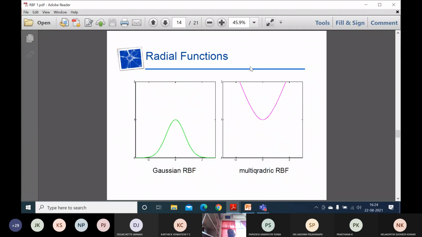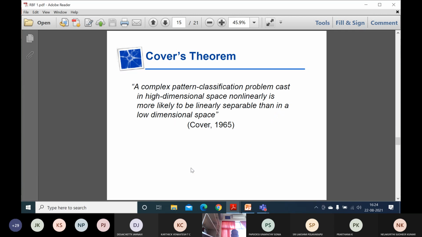So this is the Gaussian RBF. It should strictly follow the bell-shaped curve; only then do we say that it is a Gaussian RBF. And this is the multi-quadric RBF, an example of its graphical representation. Why? Because it has to increase, and then we need to find the answer. But the Gaussian has to decrease monotonically, and then we need to find the answer.